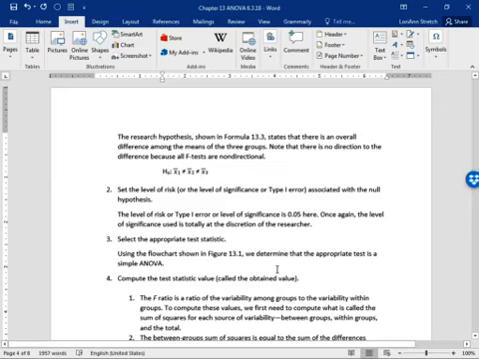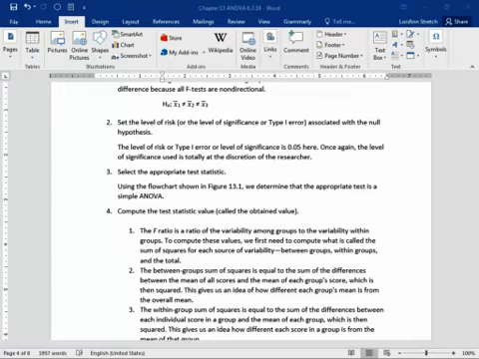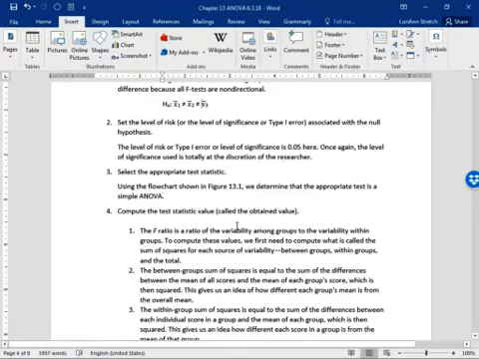These preschoolers are only being measured once, and there are 3 groups. Because there are 3 groups and they're only being measured once, and I want to know if there's a difference between these groups, I need to use an ANOVA. I compute the F statistic value. So I've got to compute this F statistic value, right?